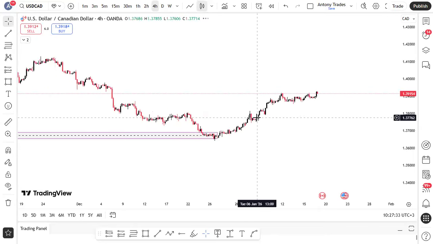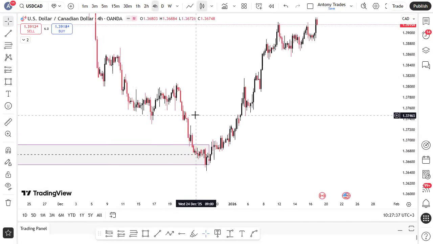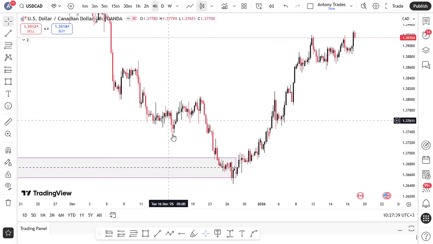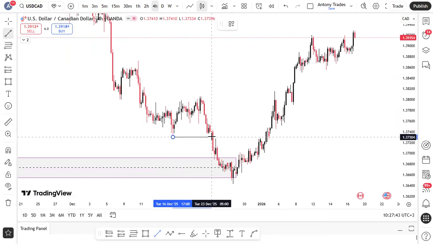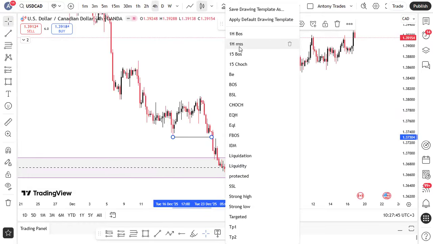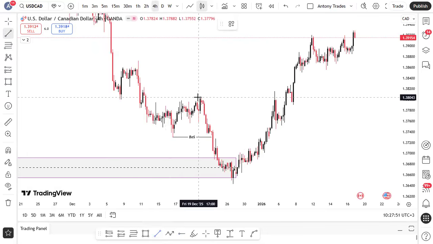So going to the 4-hour time frame. You can see very clearly this is the last break of structure, the last break of structure here, like that. So now that means we have a change of character.